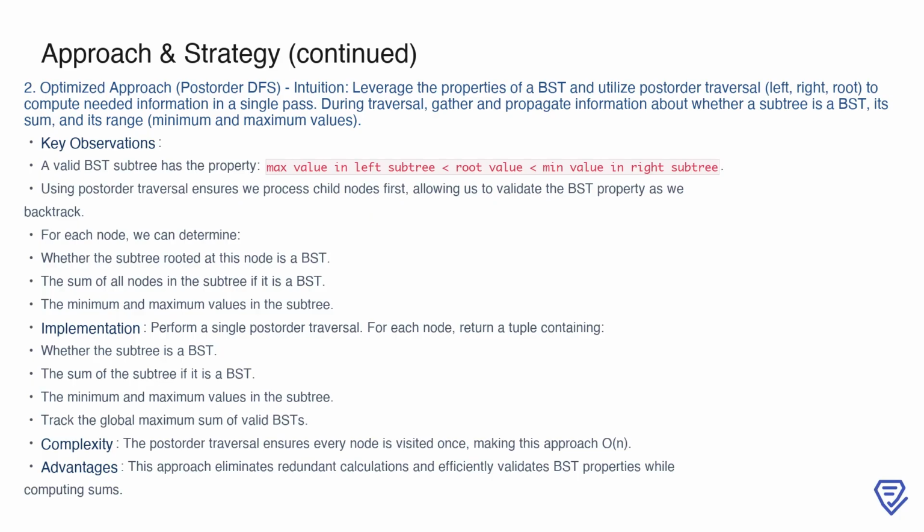The key insight is that a subtree is a valid BST if the maximum value in the left subtree is less than the root value, and the root value is less than the minimum value in the right subtree. This ensures that the BST property is maintained.